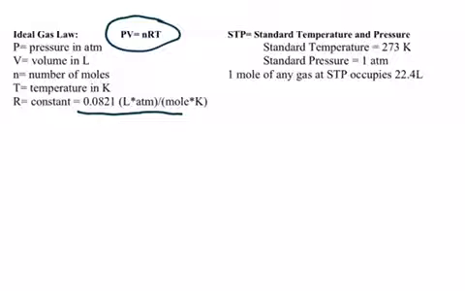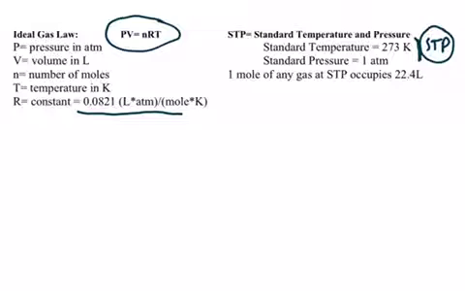Also, don't forget these two values over here for temperature and pressure. If something is at STP, it is very important that you remember those values, because those are the values you would substitute for temperature and for pressure. Now, let's talk about the derivations.